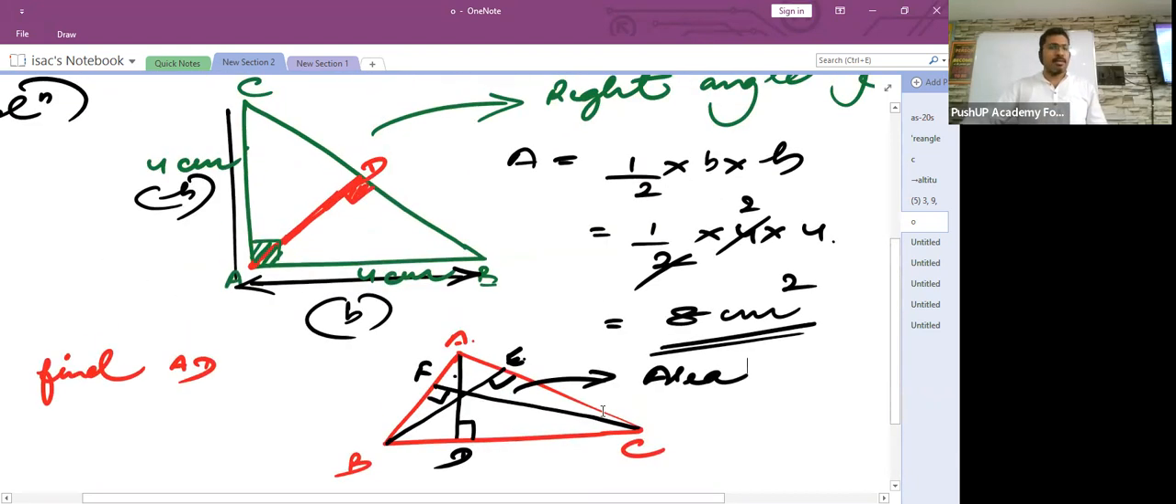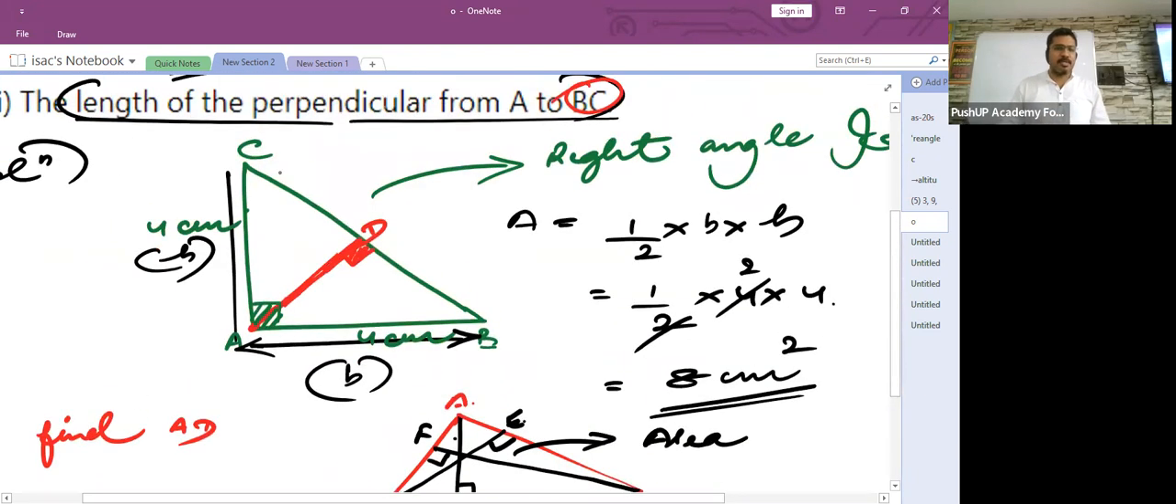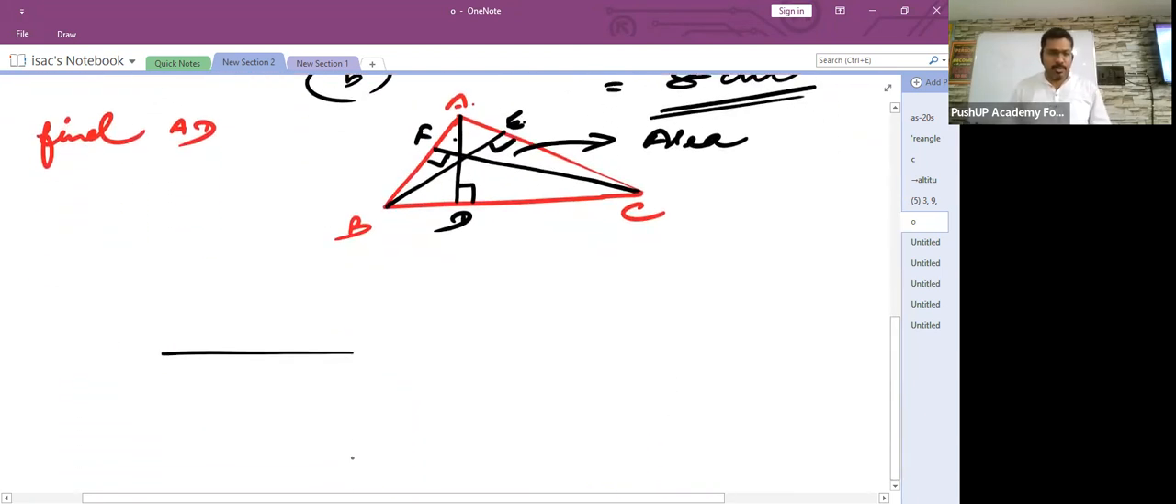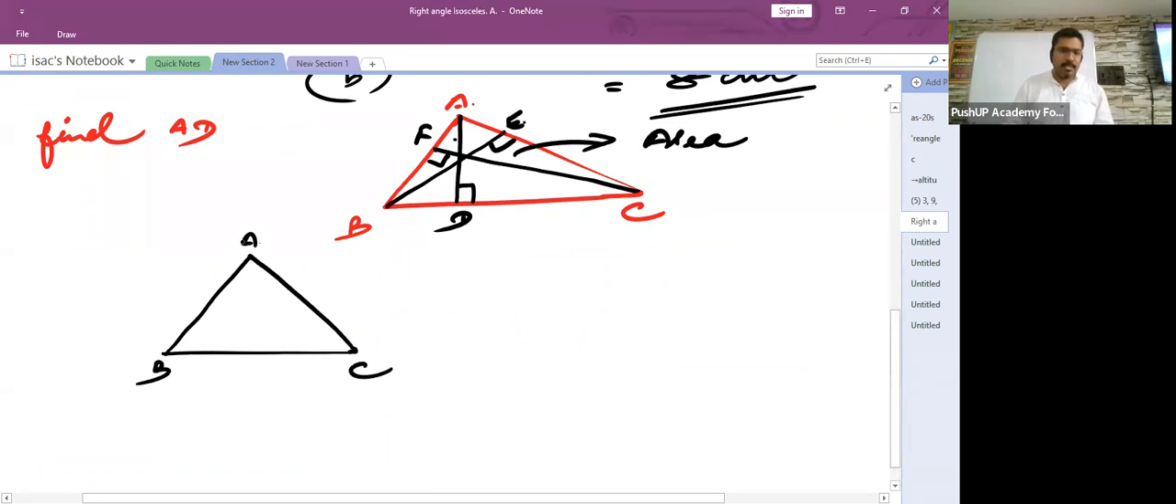Now, children, let me just flip this triangle so that BC becomes the base. I am going to draw the same triangle in such a way that this time BC becomes the base. Once I draw the diagram, you will get to know why I did this. All right, angle A was 90 degrees. AB was 4 centimeter. AC also 4 centimeter.